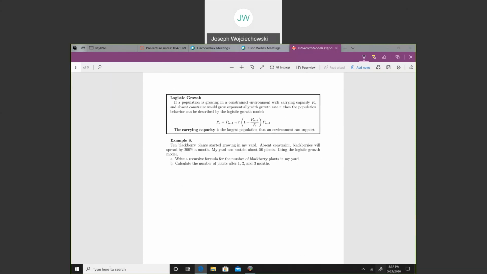Okay. The third type of growth model we'll look at is logistic growth. Population is growing in a constrained environment with carrying capacity K. An absent constraint would grow exponentially with growth rate R. Then the population behavior can be described by a logistic growth model. P sub n equals P sub n minus 1 plus R times 1 minus P sub n minus 1 over K times P sub n minus 1. So this is one that we can only use a recursive formula for.